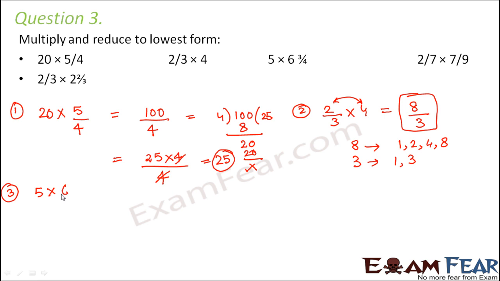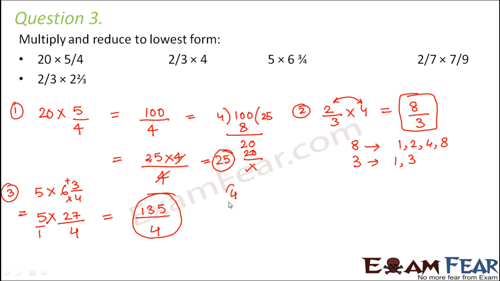Let's look at the third one. It is 5 into 6, 3 by 4. So first of all, we will convert the mixed fraction into improper fraction. So 6 into 4, 24 plus 3. That is 25, 26, 27. So this would be 27 by 4. Now multiply the numerators. That is 5 into 27, which is 135, divided by multiply the denominators. That is 1 into 4, which is 4. So 135 by 4. So this is also in its lowest form, because they do not have any common factor other than 1. So this would be the answer.